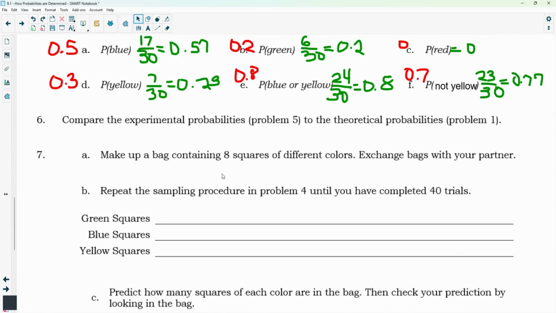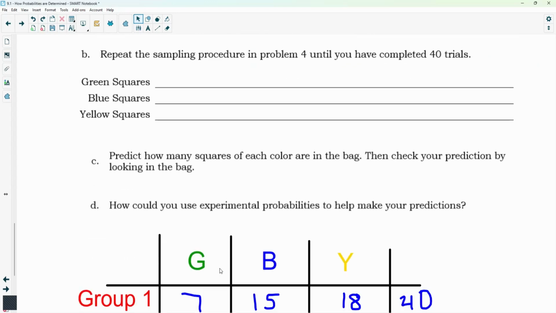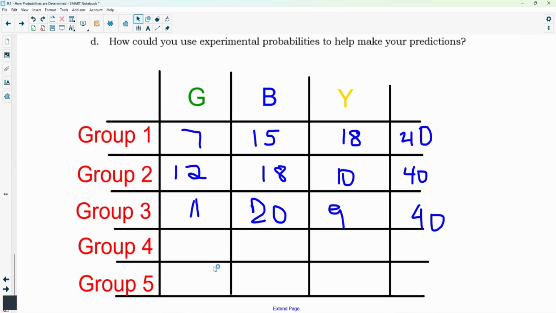Then this other activity works if you have somebody else in your home give you a bag with 8 squares total, but you don't know which colors. Then you repeat the experiment, but you're going to do it 40 times, and then you record it. From there, we can actually predict the number of each one in each of the categories without looking, just by doing some algebra, basically.